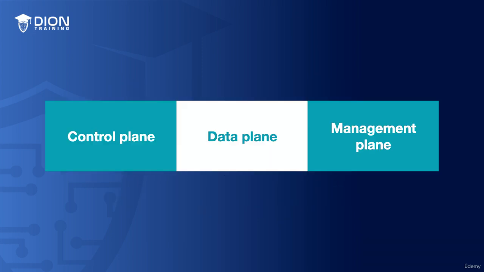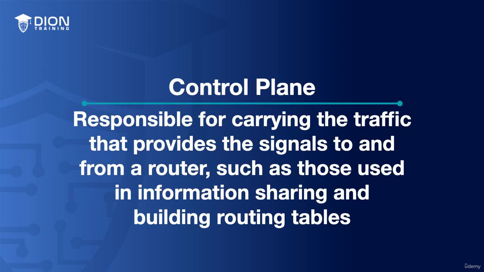instances. To better understand software-defined networking, you first need to understand the three portions of a typical network architecture, and that's going to be the control plane, the data plane, and the management plane. The control plane is responsible for carrying the traffic that provides the signals to and from a router, such as those using information sharing and building routing tables.